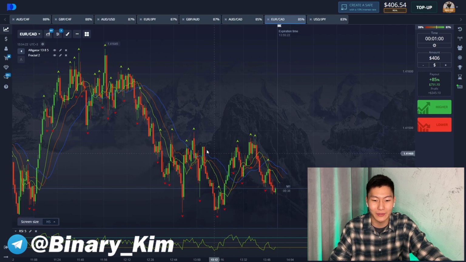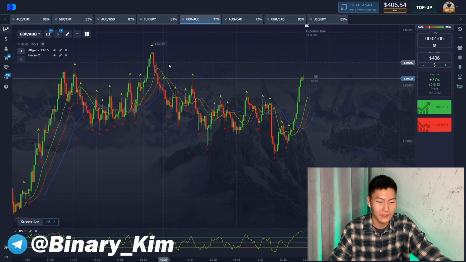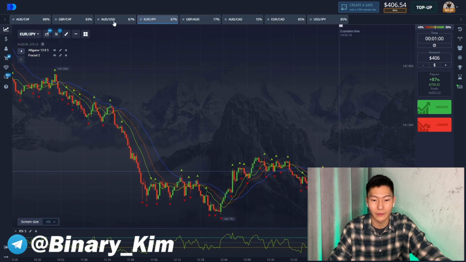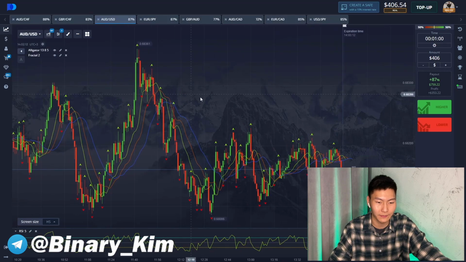Today we use the following indicators. We got the alligator instead of the super trend, and alligator is also a trend indicator. We are going to open our trades with the trend, and the RSI and fractal are going to help us monitor the correction and the market noise. So let's get down to the analysis and look at what we got here on the charts.